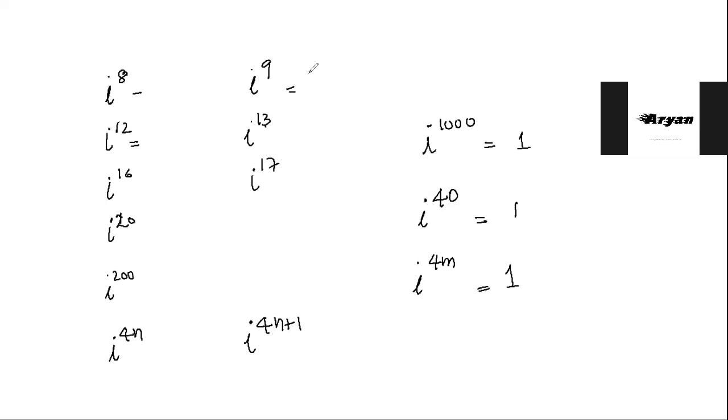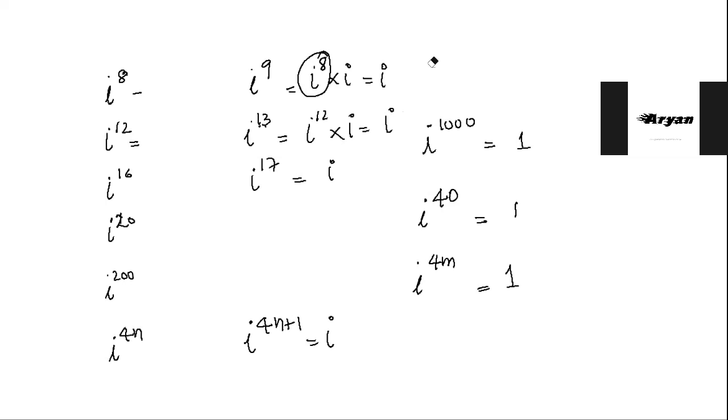What will happen to this? You will have I raised to 8 into I. This will become 1, so your answer will become I. Did you understand? I raised to 13 will become multiple of 4 and into I. This became 1, so this also will be I. So whenever the number is 1 more than the multiple of 4, your answer is I. So the multiple of 4 will get deleted, and what is remaining is your answer.